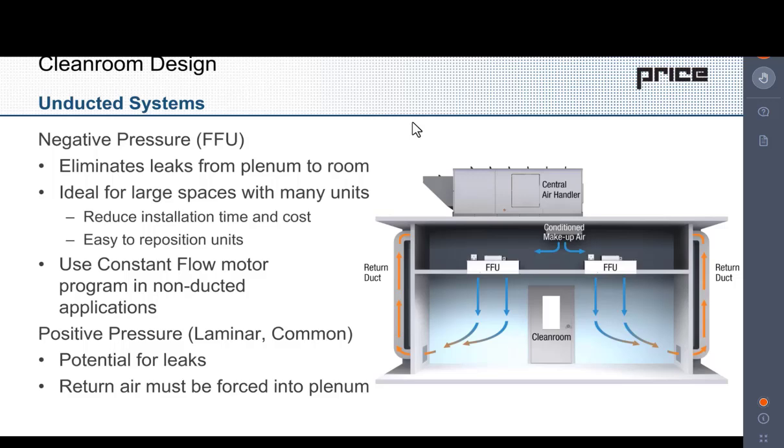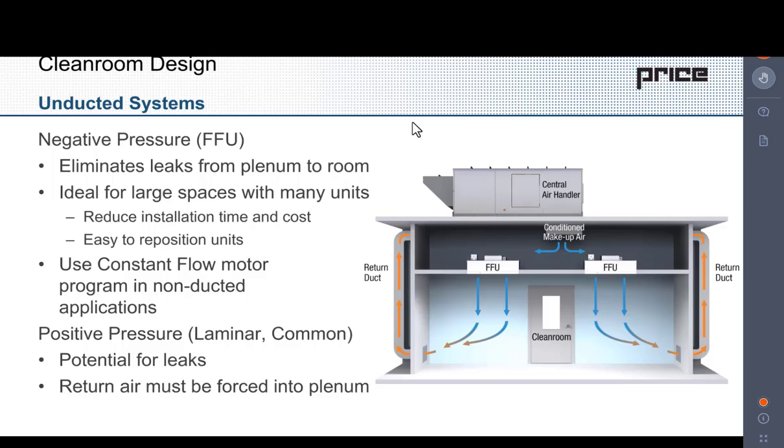Now, a very popular use case in these clean rooms is to have unducted systems. We touched on this a little bit previously, but a very popular use case is the negative pressure interstitial space. So this is going to be that your air handler is supplying to an interstitial space, and you have something like fan filter units pulling from that space and supplying into your room. Now, the benefit of a negative pressure interstitial space is that you're not going to have any leakage from your interstitial space to your clean room.